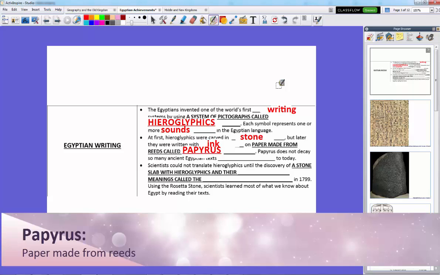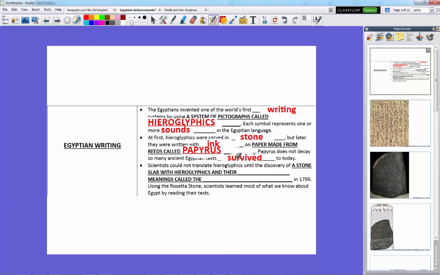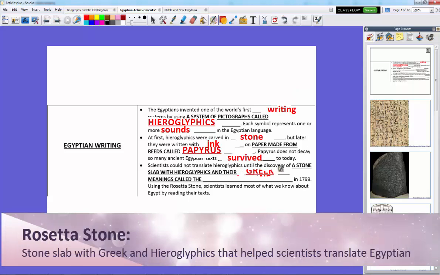For scientists, this was a really great discovery, because papyrus doesn't decay or fall apart, so it survived even to today. But the big problem was understanding what it meant. For hundreds of years, people would look in Egypt and they would see this stuff and they had no clue what it meant. But in 1799, a great discovery was made. We found a stone slab with hieroglyphics and their meanings written in Greek, and we call that the Rosetta Stone. Yes, there is a computer program where you can learn about different languages called Rosetta Stone, and it's the same idea.